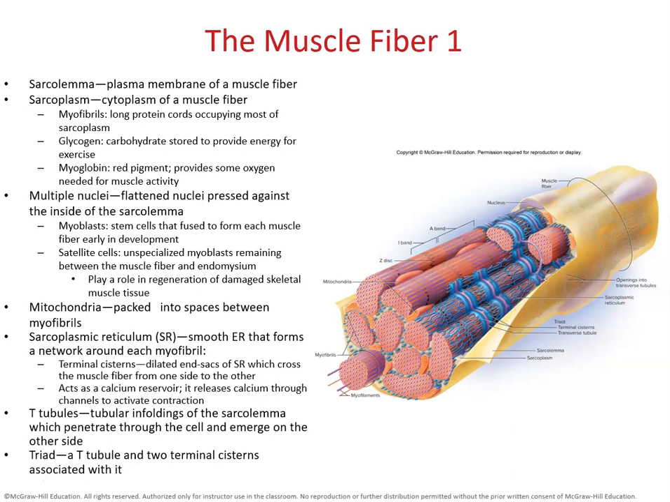We also have something called T-tubules. T-tubules are kind of folds in the sarcolemma, that plasma membrane, that kind of give access into the cell and sometimes go all the way through the cell. And when we have one T-tubule associated with two terminal cisternae, what we have there is called a triad.